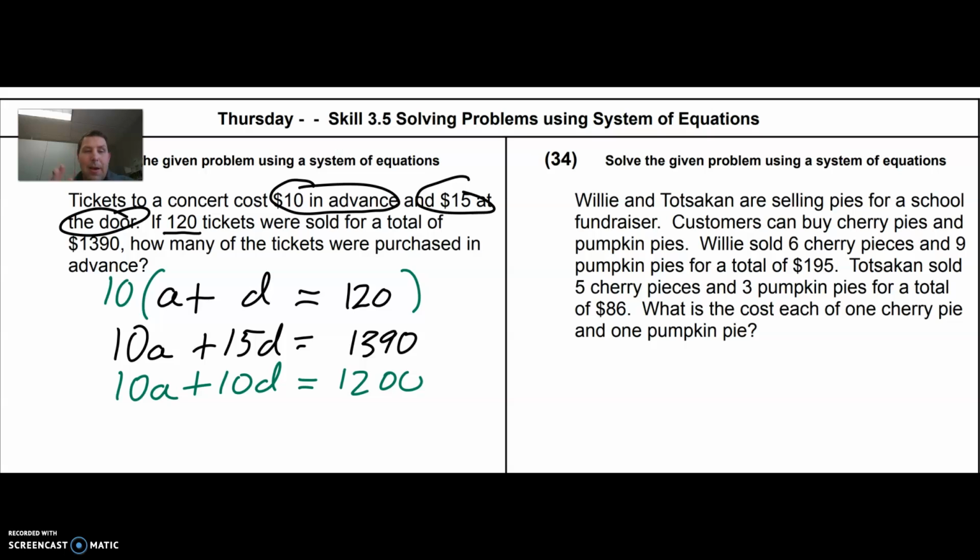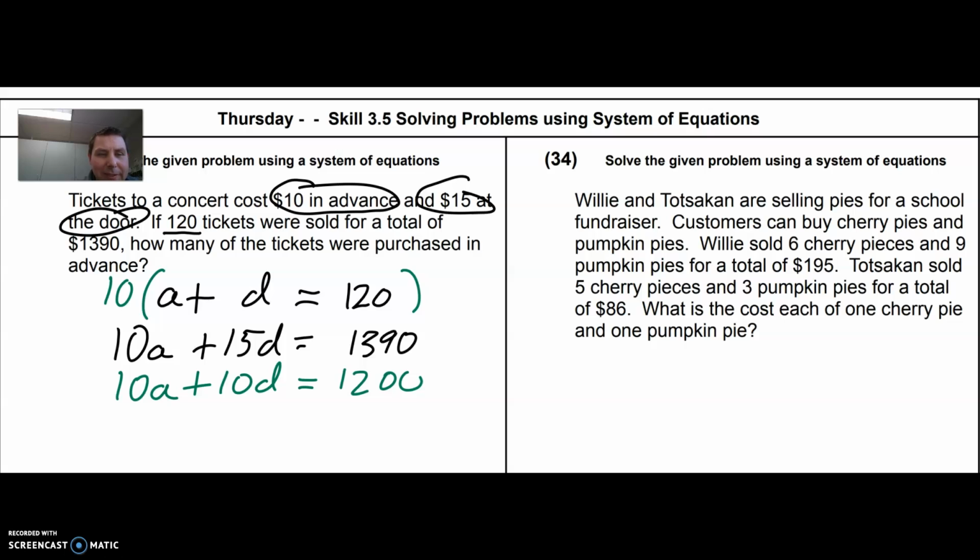If you want to cancel the D, you could do that by multiplying the top equation by 15 instead. That would be fine. That'd actually be a little quicker and more efficient for finding the actual answer. But this approach will work just as well.